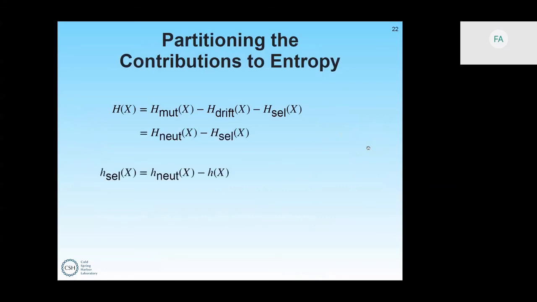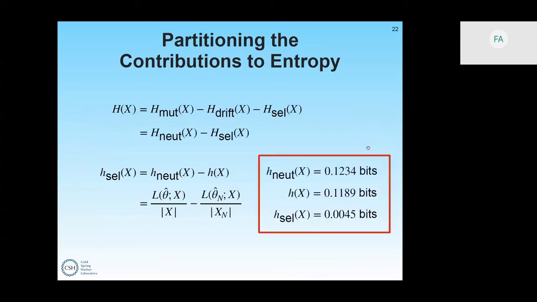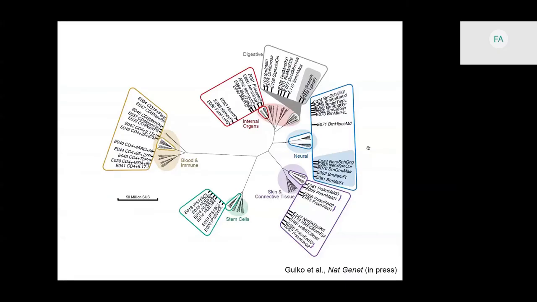All right, I'm going to skip this part. This is an attempt to partition contributions to entropy from selection and neutral processes such as mutation and drift. And I'll refer you to our paper, which is in press at Nature Genetics, for this analysis. And I'll also skip this slide, which shows that the cell type specific scores, if you cluster on the basis of those scores, recapitulate the known relationships among cell types in the Roadmap data set.